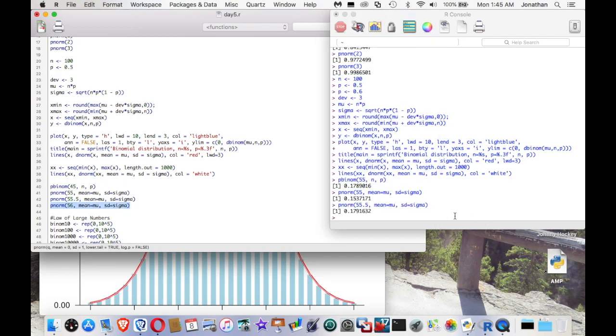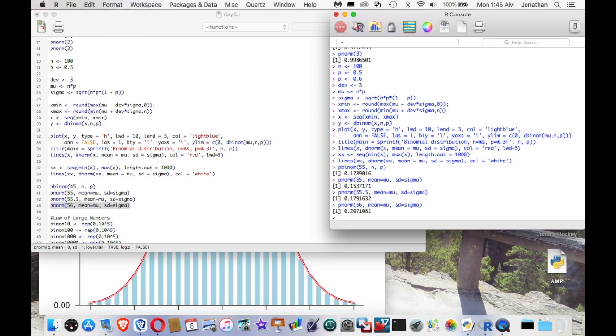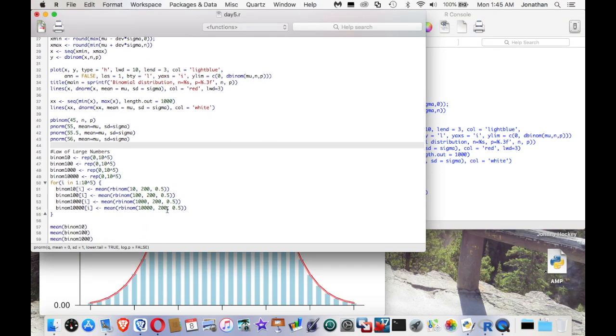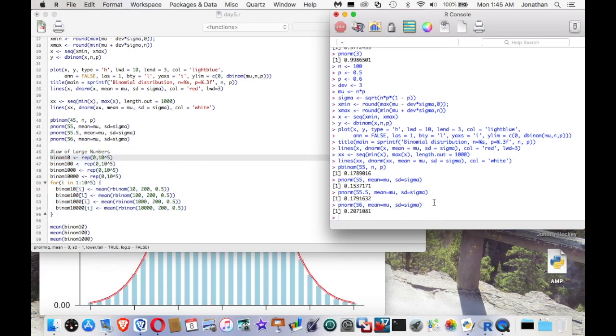And then just to see that 55.5 is going to do a really good job of approximating our p-binom of 55 value, if we went for p-norm of 56, we'd be overshooting the value by a fair amount. Okay, so then the next thing that we want to do is see an example of the law of large numbers in action. So here what we'll do is we will go and sample from binomial distributions.